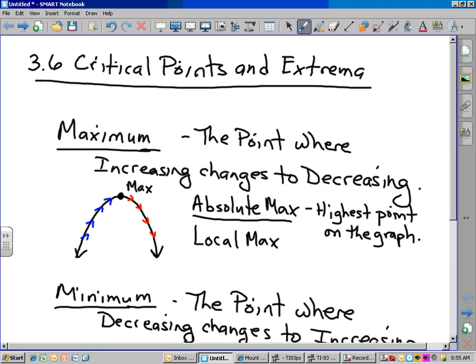Okay, now this max that we have over here to the left is an absolute. There is no part of the graph that could possibly ever get higher than that. Okay? The local max would just be all other maximums. Okay, any maximum that's occurring that is not the absolute.